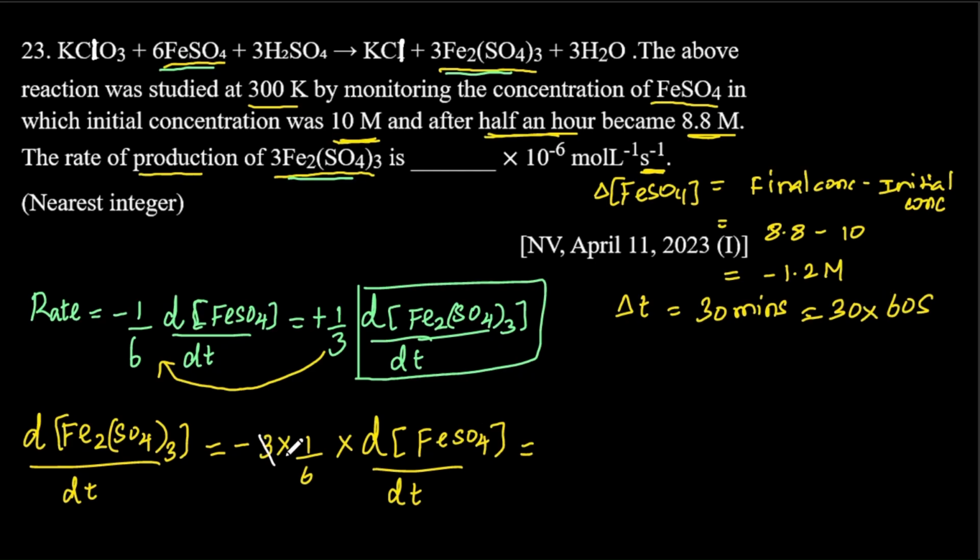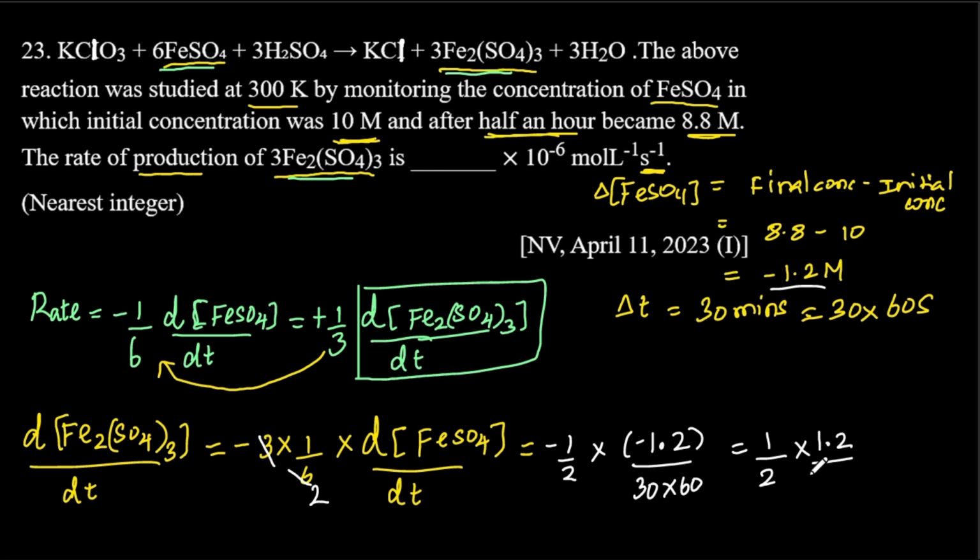So here we can cancel this. We will get 2. So minus 1 by 2 into the numerator is minus 1.2 divided by the denominator 30 into 60. So minus minus will get cancelled. We will get 1 by 2 into 1.2 by 30 into 60. So 2 and 1.2 we can cancel as 0.6, and 0.6 and 60 we can cancel. So you will get 0.01. The leftover is 0.01 by 30. So you will get the answer as 0.000333.